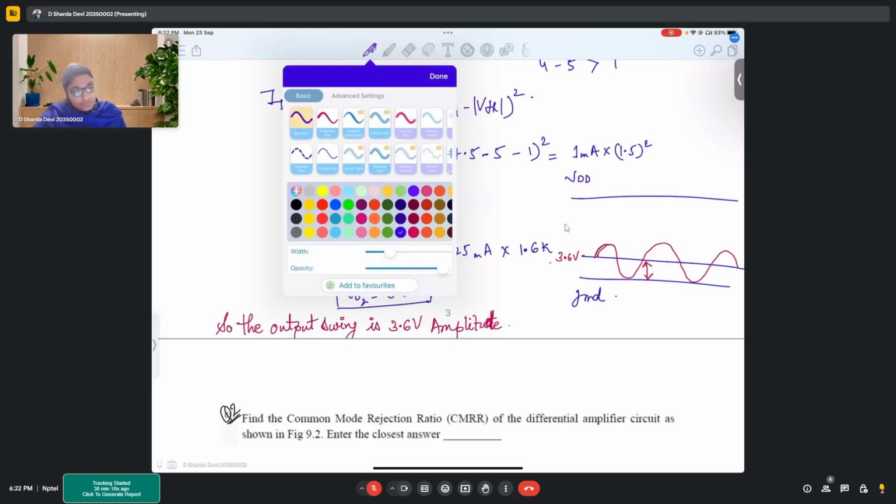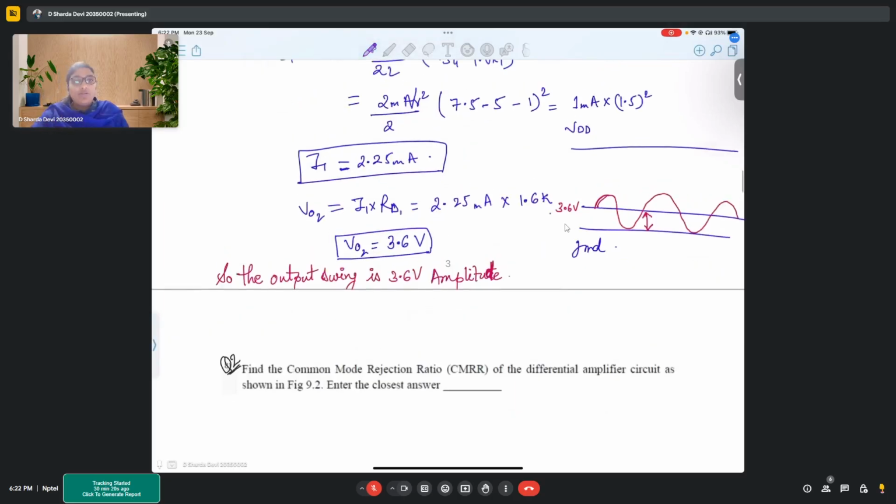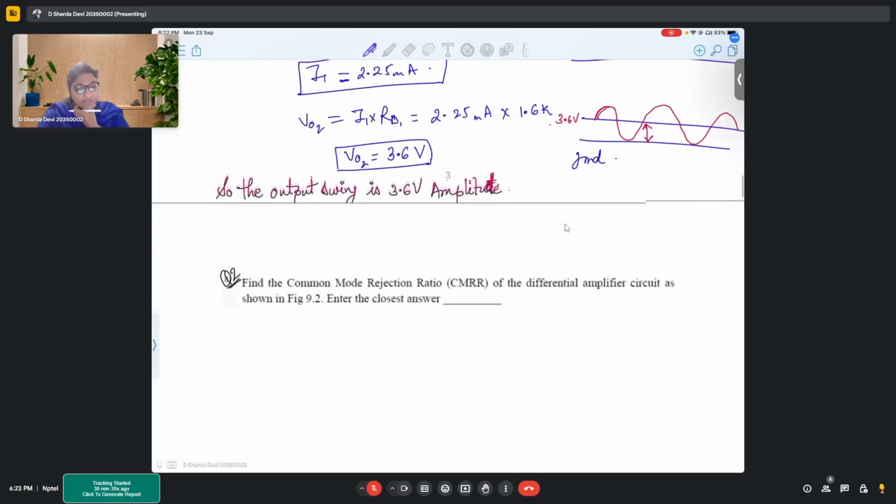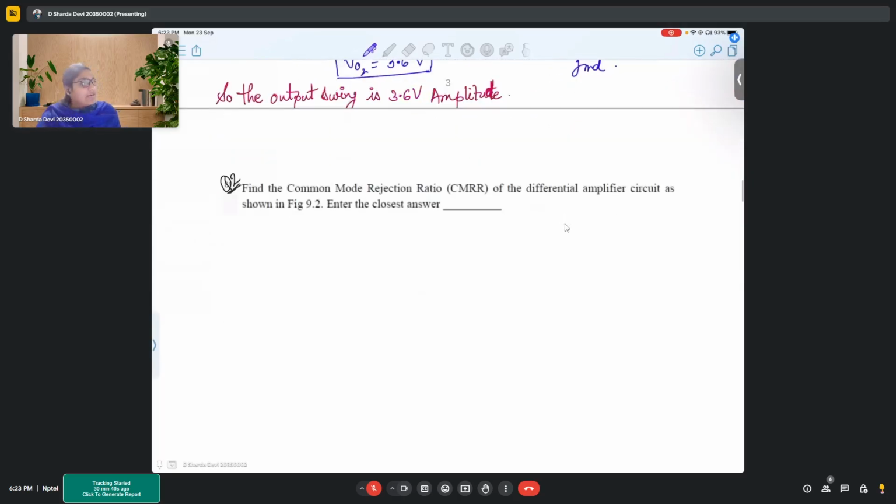So now, always your swing is limited by one or the other. It would be either limited by VDD or limited by the ground. So the maximum swing you will obtain is given by the smallest one. Clear? So with this now we are asked to find the CMRR for the same circuit.